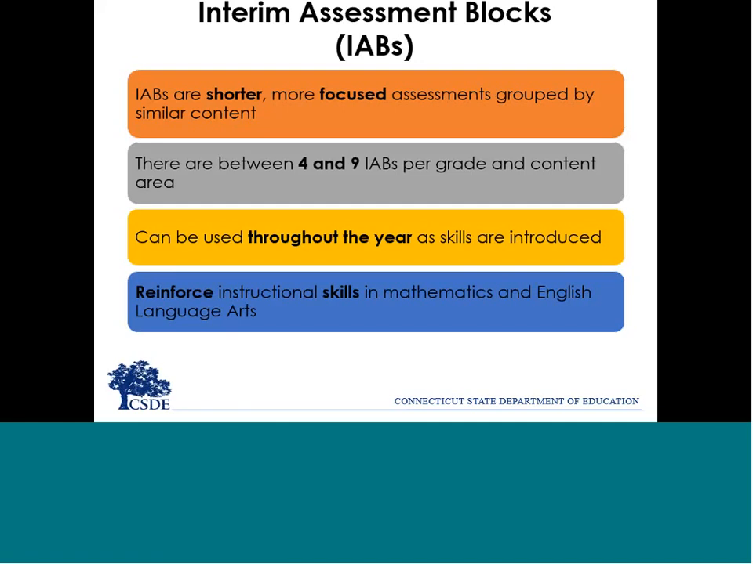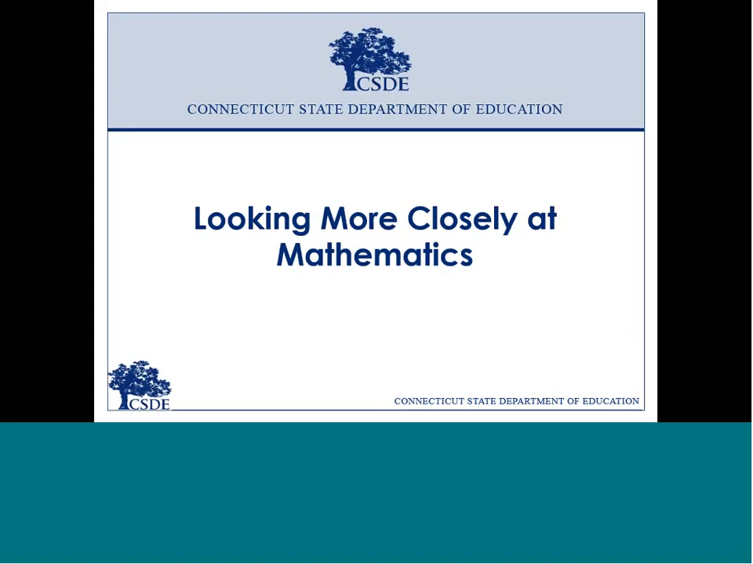For example, a teacher might administer the Grade 3 IAB on fractions following the completion of the curriculum unit on fractions. Results can be used to determine the proficiency of skills at the individual and classroom level. To better understand the structure and design of the interim assessment blocks, we will now look more closely at the specific blocks by content area. We will begin with mathematics.